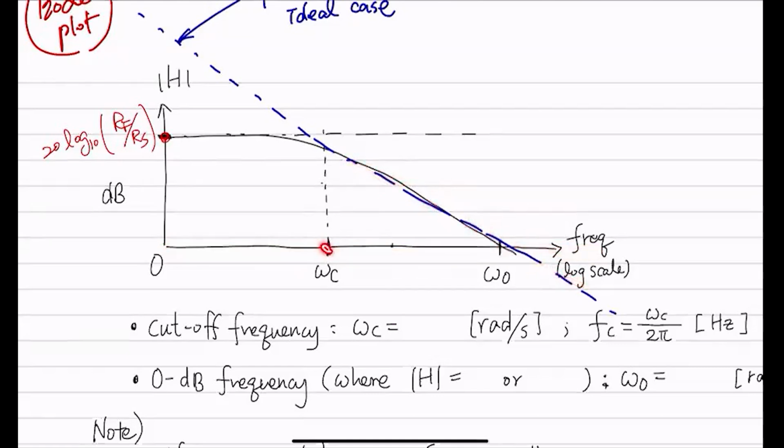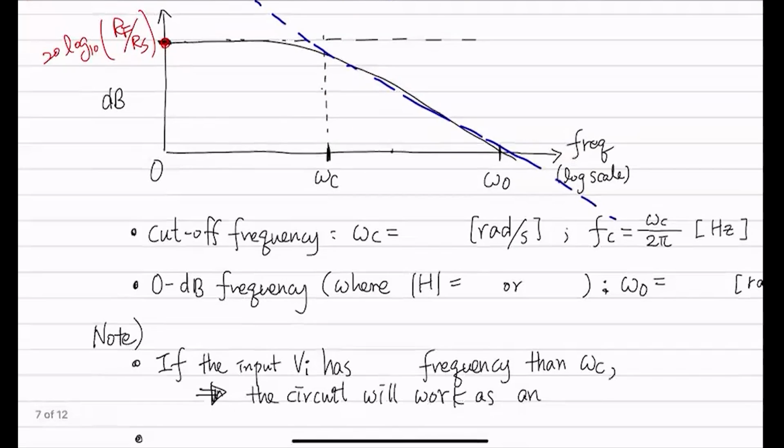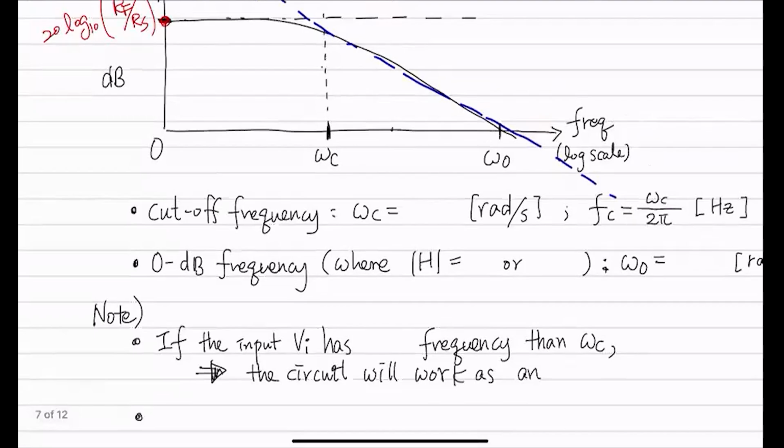So now we have two frequencies. One is when it starts to bend down, and the other one is when it crosses this 0. Let's just write that down first, and then I'll explain what those mean. So the cutoff frequency is going to be 1 divided by RF CF. And the unit of that is radian per second. If you want to convert that into hertz, you have to divide by 2 pi, okay?